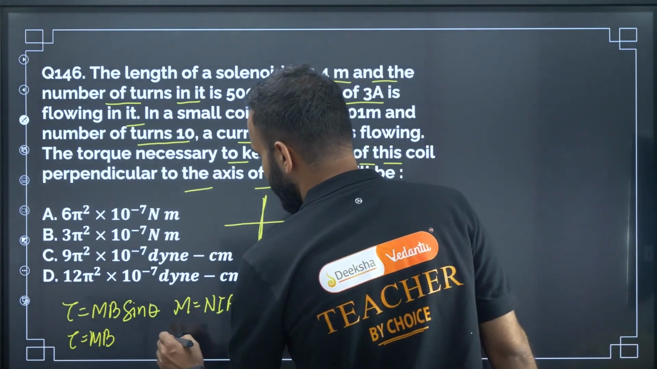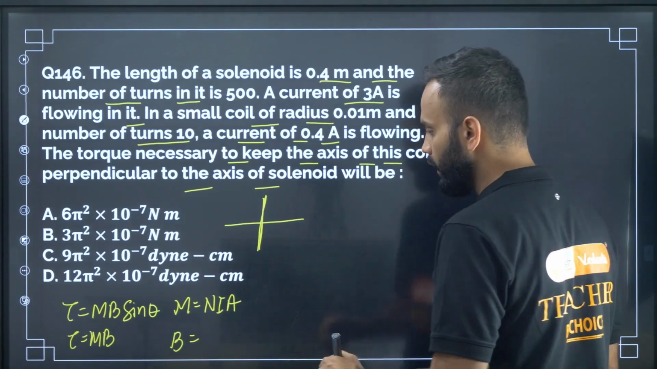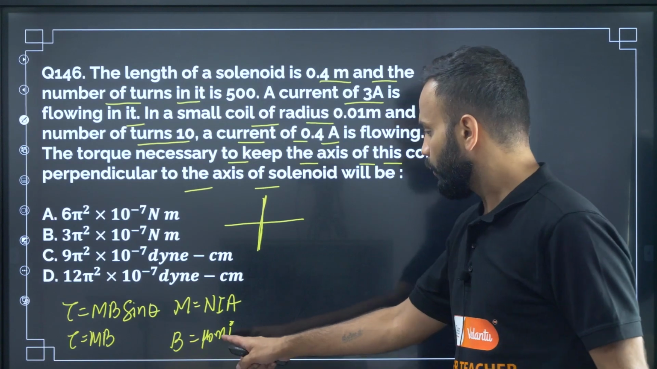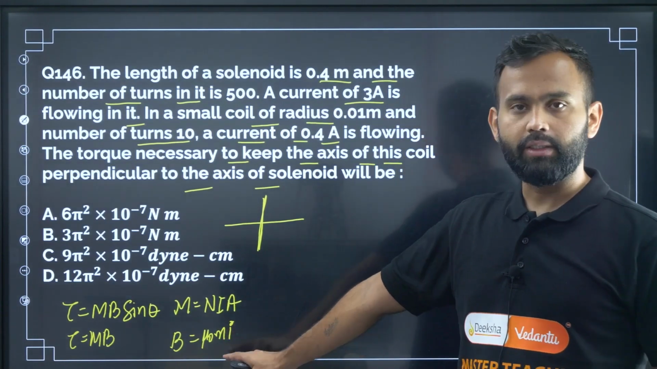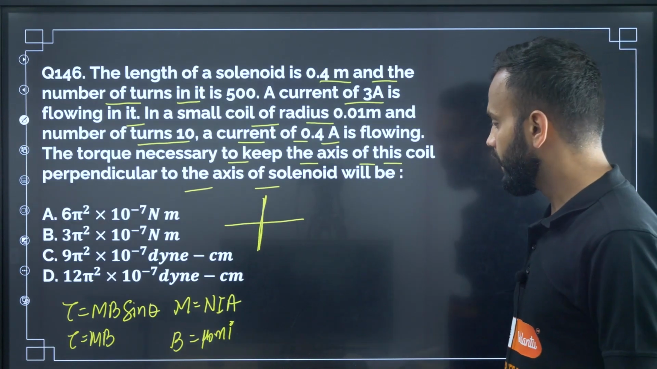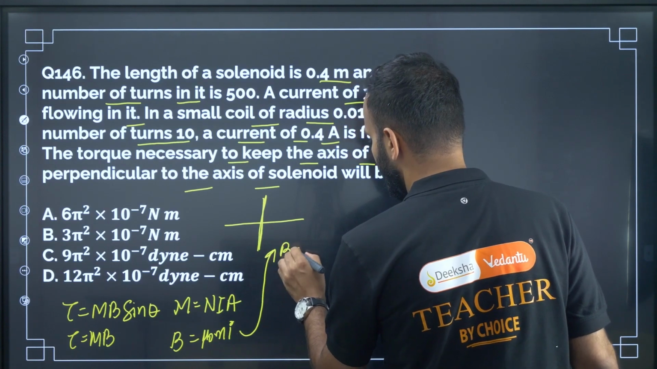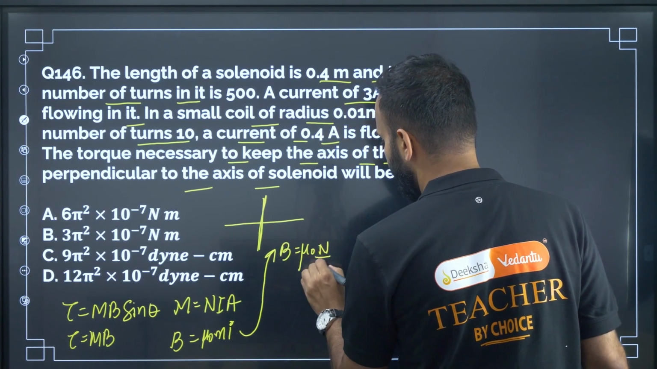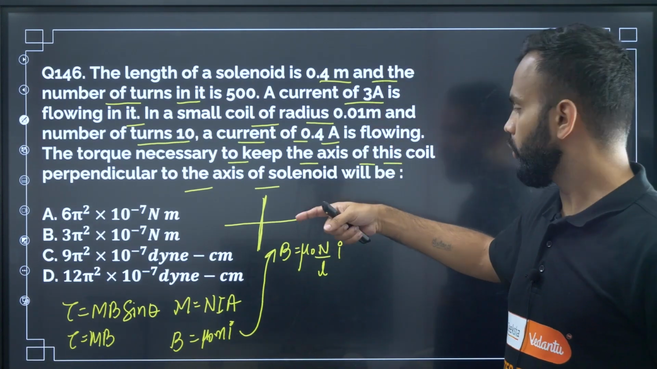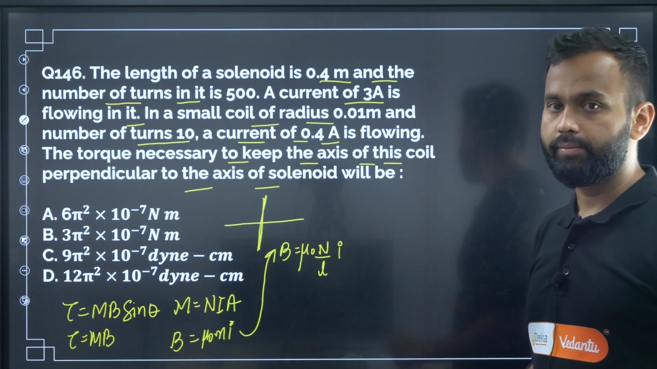Next, B is the magnetic field due to the solenoid, right? Magnetic field inside the solenoid. So what is the magnetic field inside the solenoid? It's mu naught n into I. So what is the meaning of small n? The small n means the number of turns per unit length. Now I can write B as mu naught into N by L into I, right? I is current flowing in the solenoid, N is number of turns, L is length of the solenoid, mu naught is magnetic permeability in vacuum.